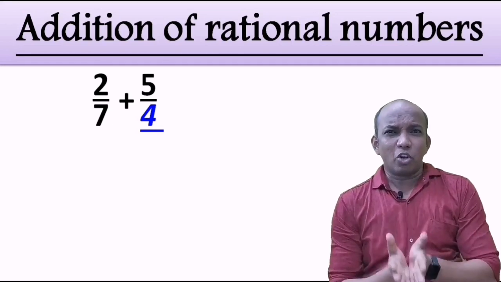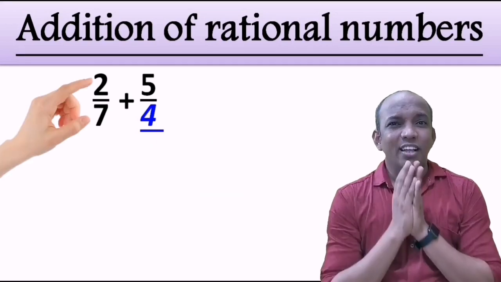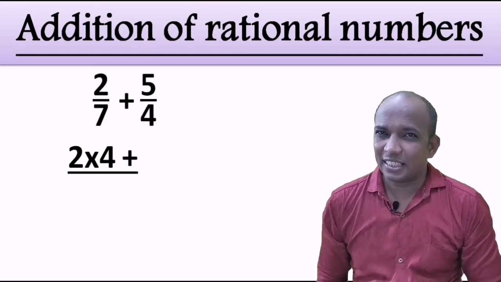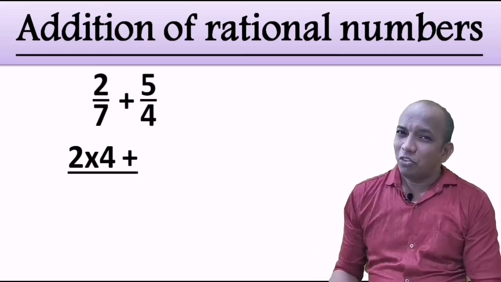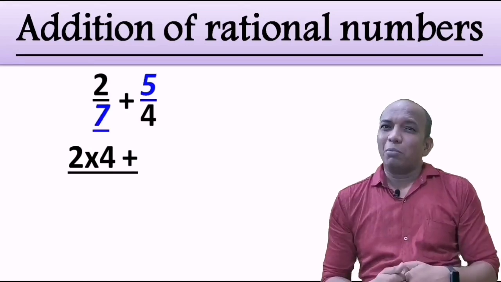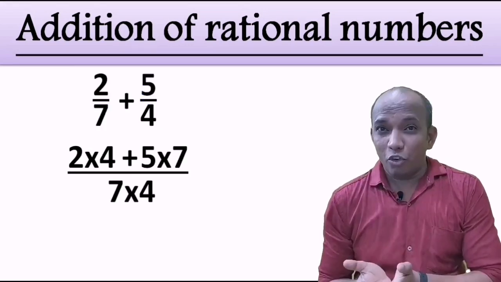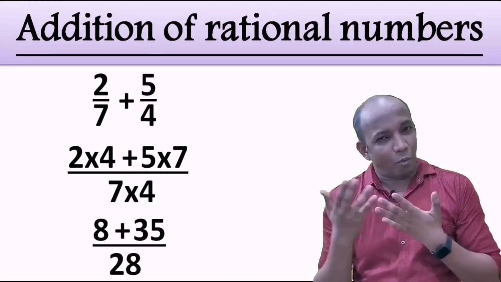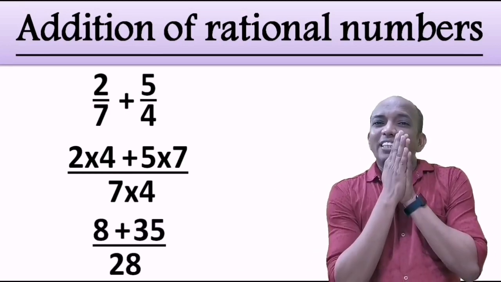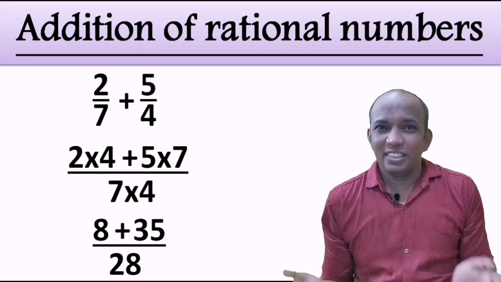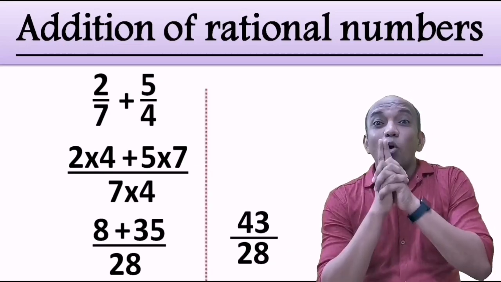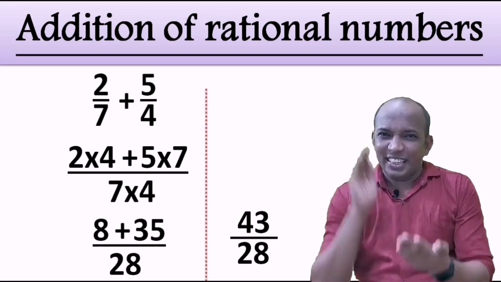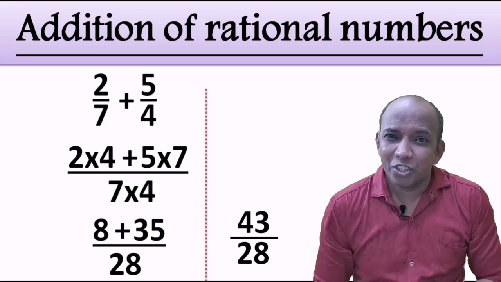Considering this, very first we are going to do 4 into 2, right? After that we will give the plus sign as it is because the operation is addition, and then we will do 7 into 5, correct? And in the denominator we have to multiply 7 into 4, and that gives the result 8 plus 35 upon 28. And now as the denominator is the same for both fractions, that is 28, we can add only the numerators, and that is 8 plus 35. That results in 43 upon 28.